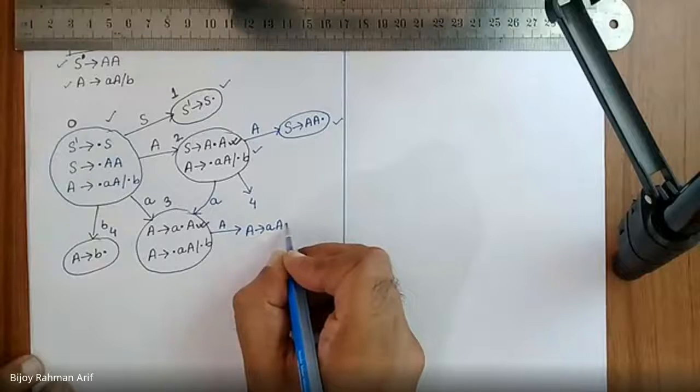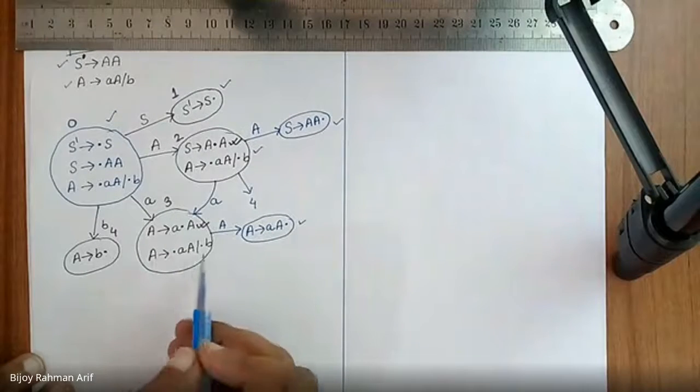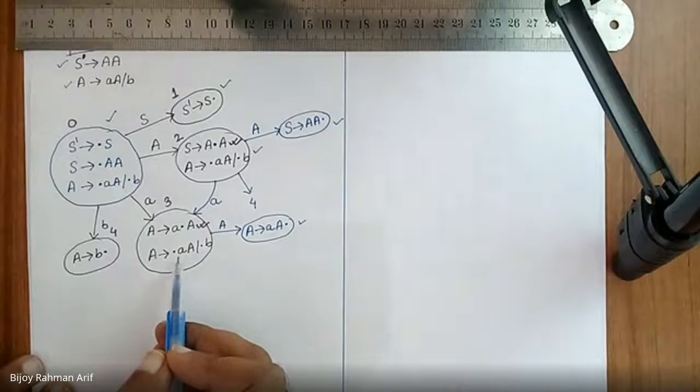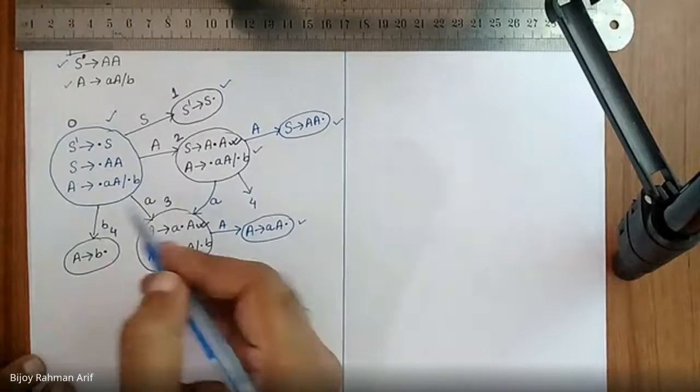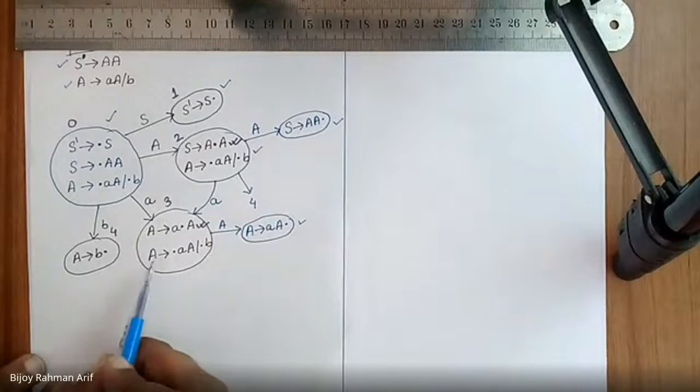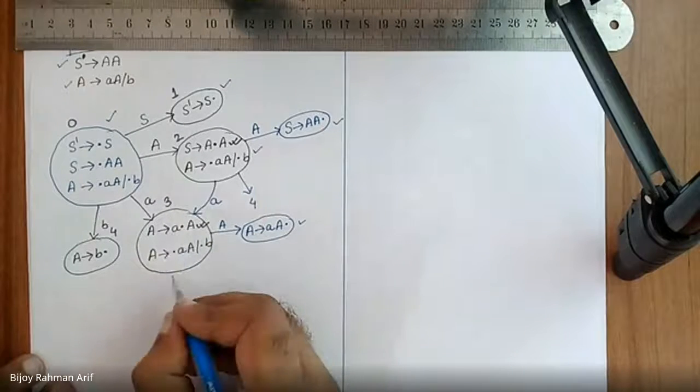A derives small a, capital A, dot, and it is the final item. So we do not need to think more. Now, what else can we do? We can have action on small a. If we have action on small a, we are returning back to the same state. See, A, then it becomes A closure capital A.